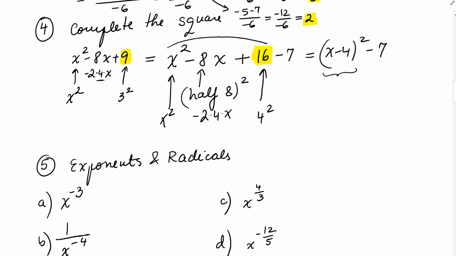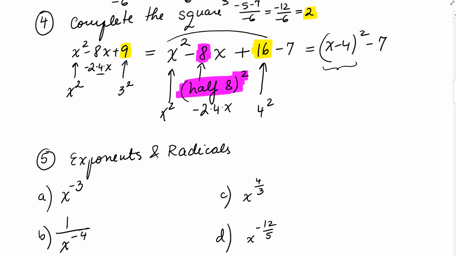We have the perfect square quantity that we wanted minus something. Sometimes it's plus and sometimes minus. But remember this rule: make sure you take half of the number that is multiplied by x.